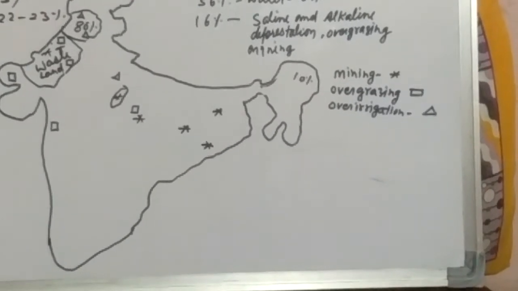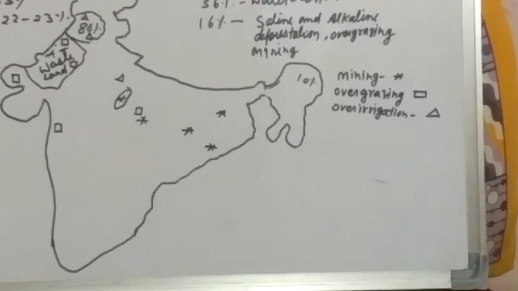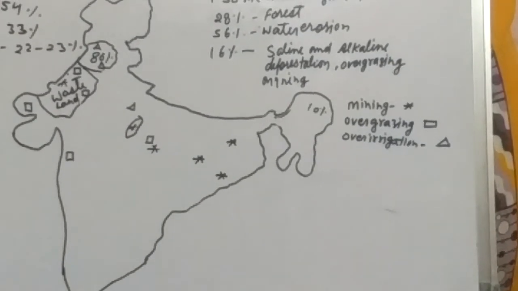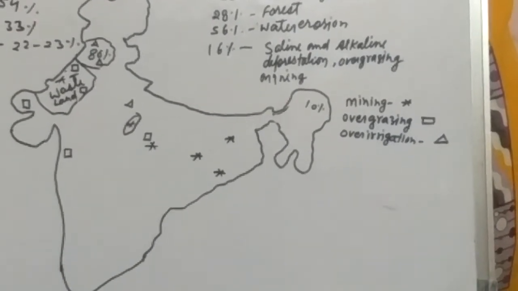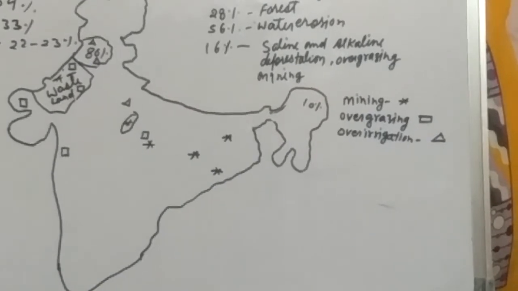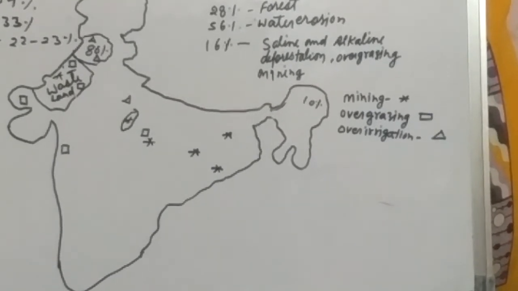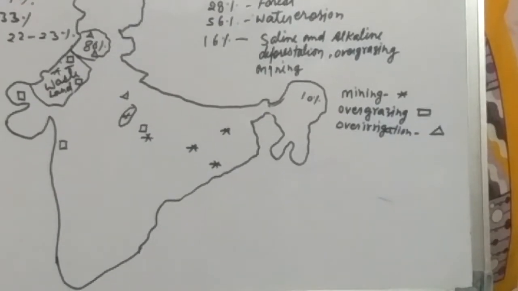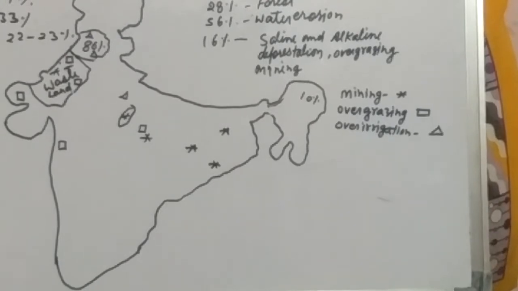Second thing is that mining is also a very important activity for the development of industries. But mining is also becoming a problem for the earth, especially in India. Mining can be seen in Jharkhand, Chhattisgarh, Odisha, and Madhya Pradesh. And due to mining, many hazards have also been seen in these areas.